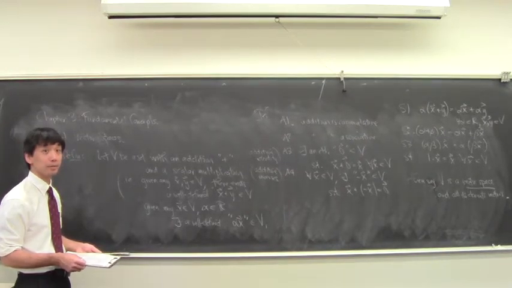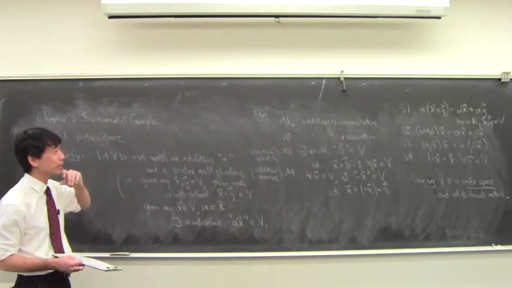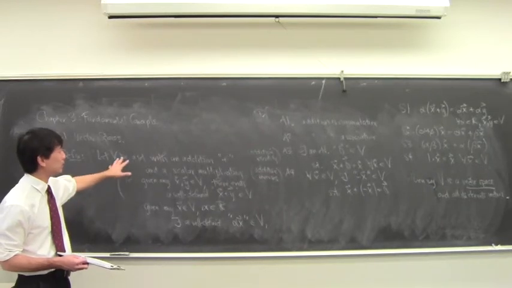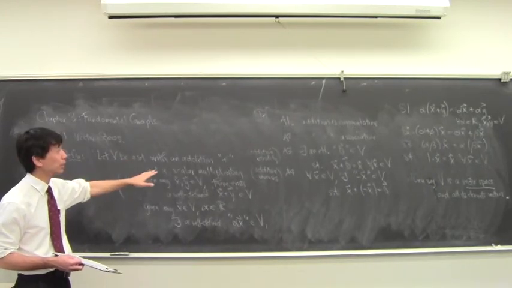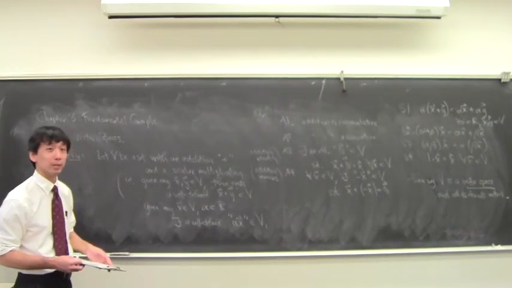Yes. So do all these things have to be true, or can only one of them be true? No. If all these things are true, right? So if you have a set with an addition and a scalar multiplication and all of these are true, then we say the thing is a vector space.